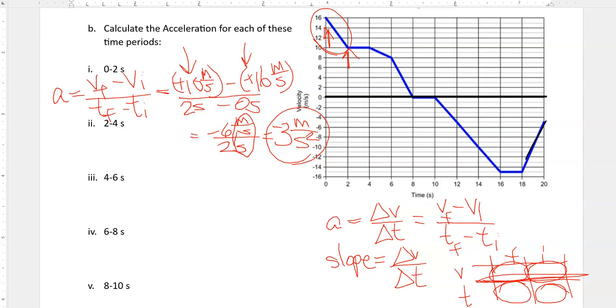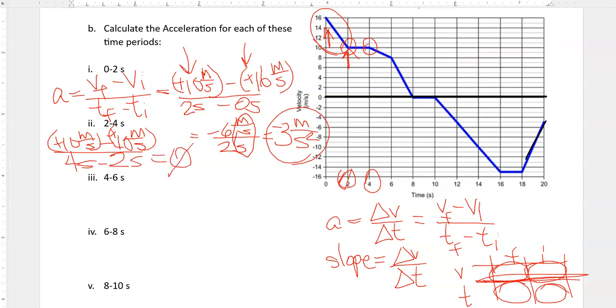Now, 2 to 4 seconds, we could plug in the values, and you can see that it's 10 meters per second minus 10 meters per second over 4 seconds minus 2 seconds, but that's just 0. So 10 meters per second minus positive 10 meters per second, divided by 4 seconds minus 2 seconds. Well, that's going to be a value of 0.